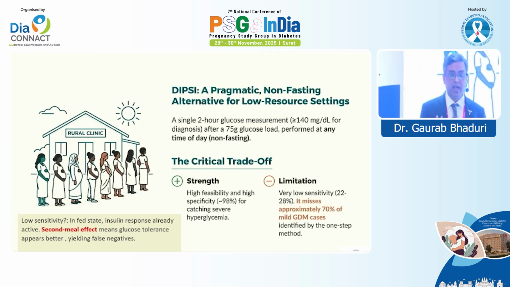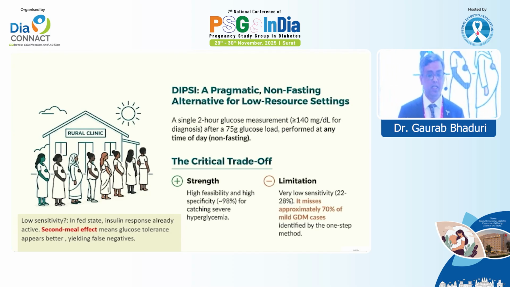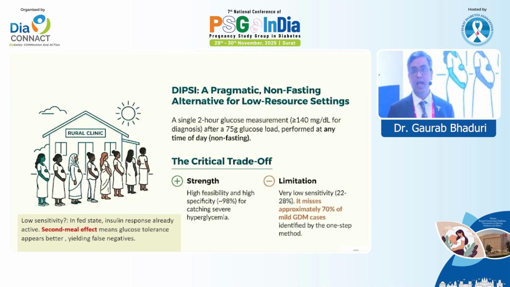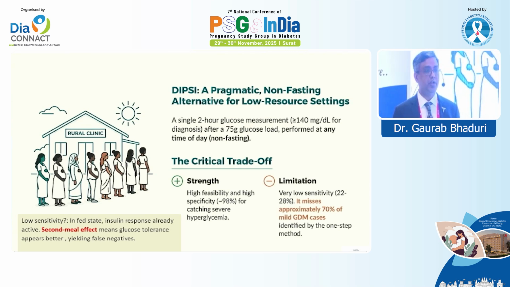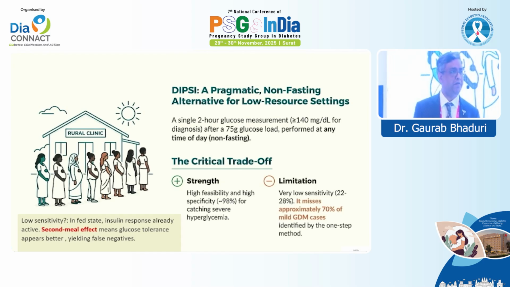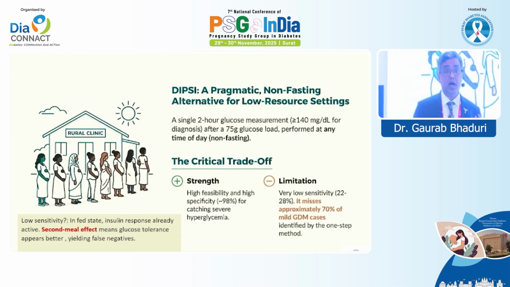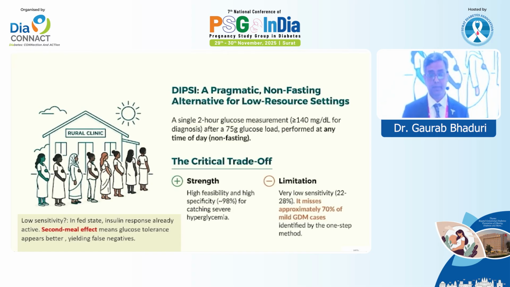Now, DIPSI, what we have in India, is a very nice Indian alternative. It's a pragmatic, non-fasting alternative for low-resource settings. You have a single 2-hour glucose measurement, and if it is greater than or equal to 140 after a 75-gram glucose load, performed in a non-fasting condition, your diagnosis of GDM is made. There are certain critical trade-offs. As a strength, you have very high feasibility because you're able to do it in a non-fasting state, the moment you see the patient. And there is a very high specificity, about 98%, higher than the one-step and the two-step, for catching those cases with severe hyperglycemia.